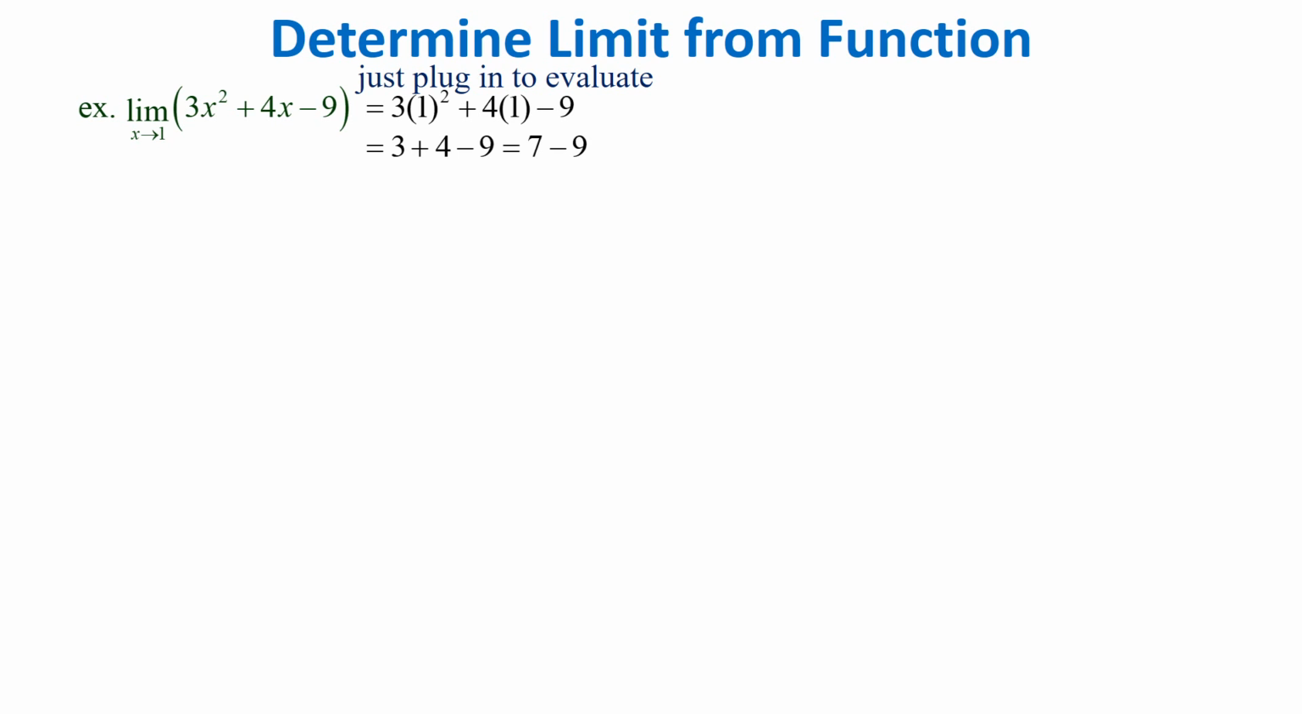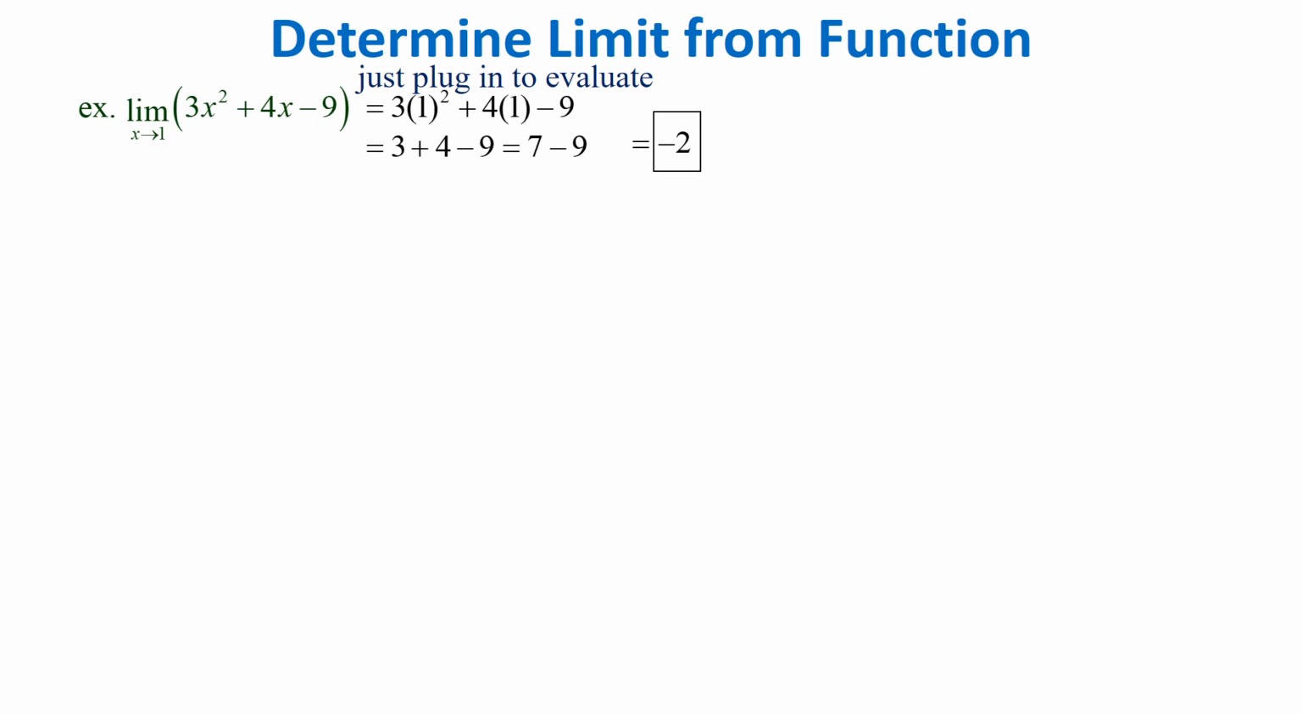Now the other way, remember the first way was the graph, the second way was by looking at the function. For example, we have here the limit as x approaches 1 of a particular function. There's no denominator, so there's no conflict as far as where this is going to be undefined. I can just plug the 1 into this function and evaluate it, and that's going to give me the limit. So plugging in and simplifying, 3 plus 4 minus 9, 7 minus 9 would give me -2.